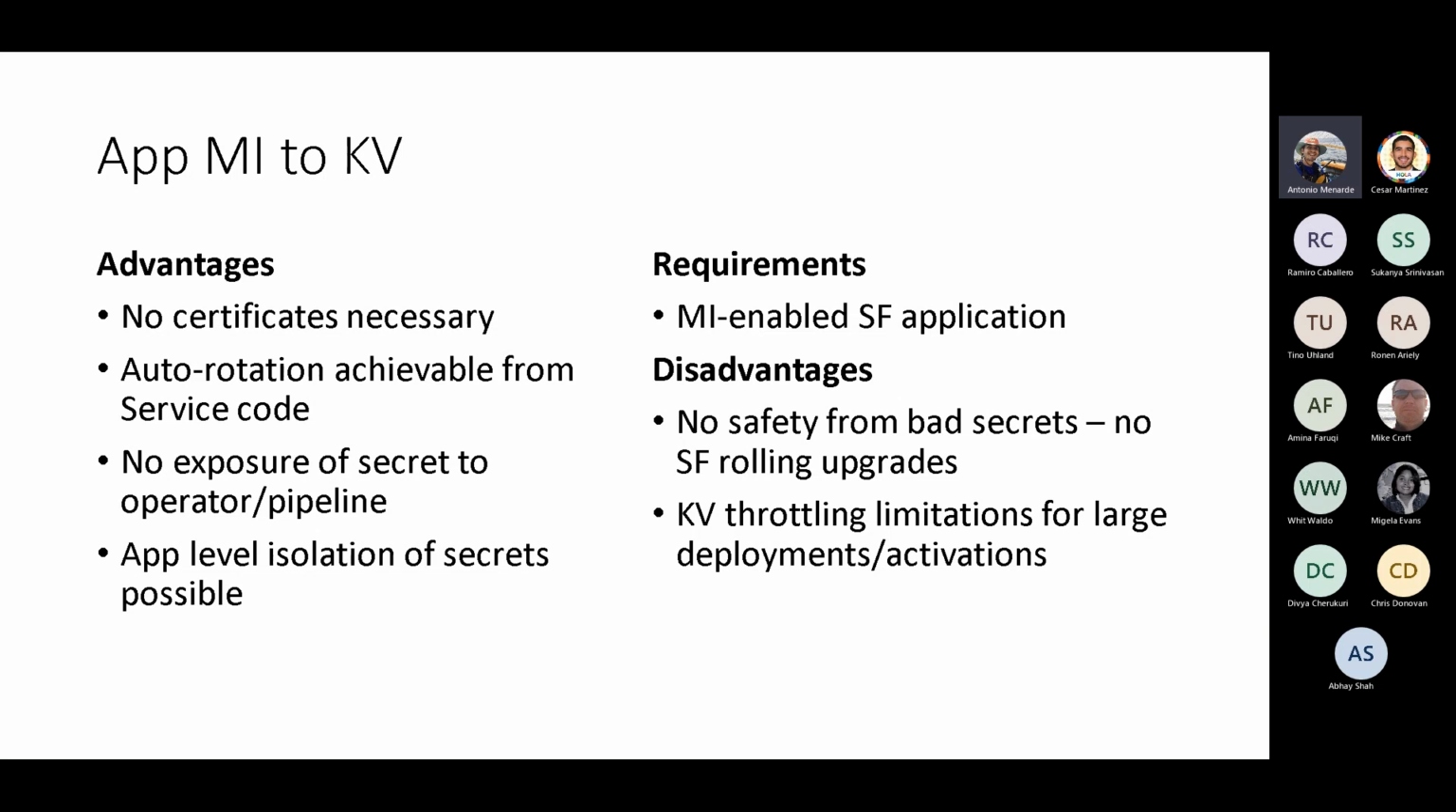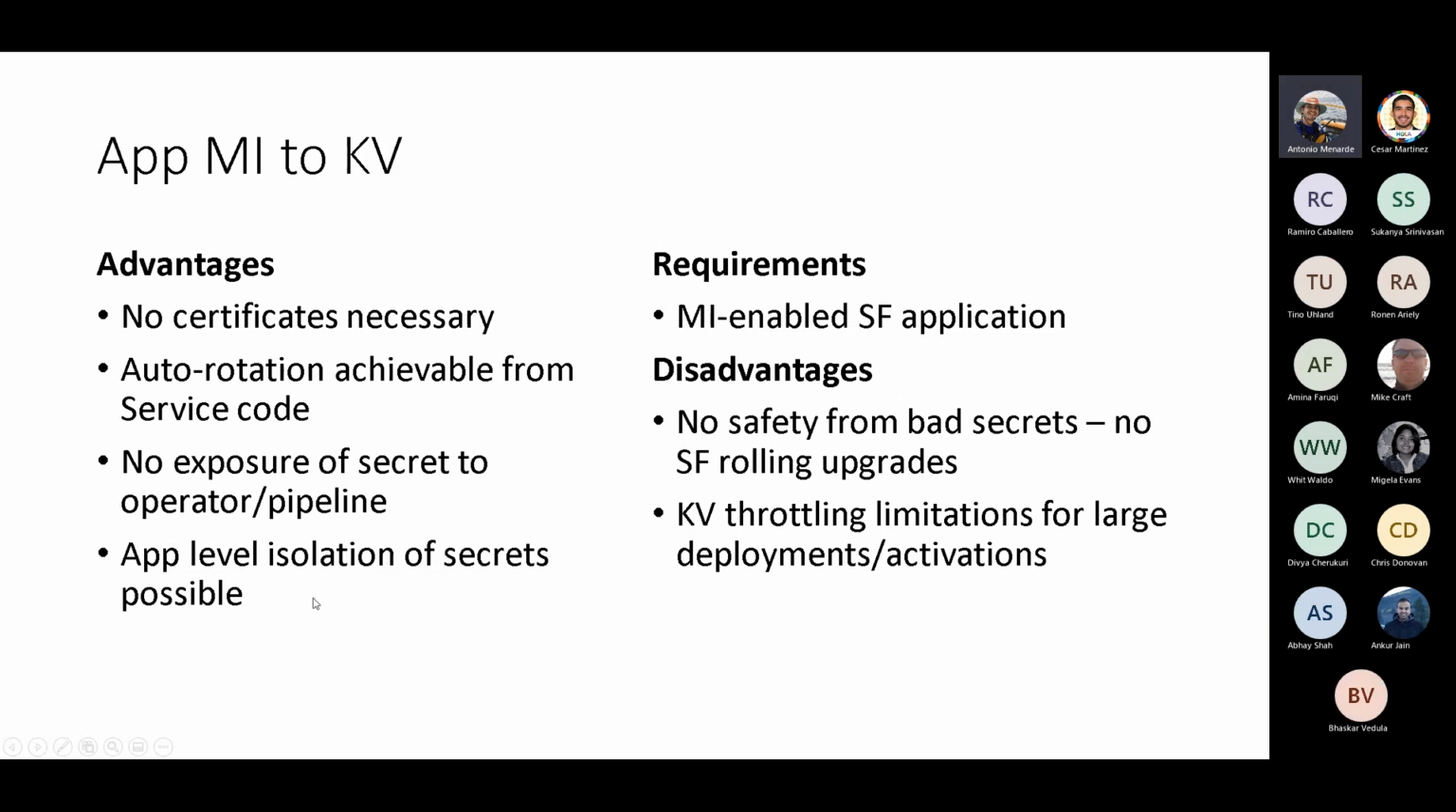Auto rotation is achievable from service code if you try to enable it. For example, a service may choose to periodically look in the Key Vault for updated secrets, in which case it's possible to have auto rotation in service code. As the secret can get created in the Key Vault, it does not need to be exposed to an operator or the pipeline. It can go directly to the application when it's needed. And since MIs can be applied at a service level, app level and service level isolation of secrets is possible. You need to have an ARM deployed application with MI. You need to have MI enabled in the cluster.